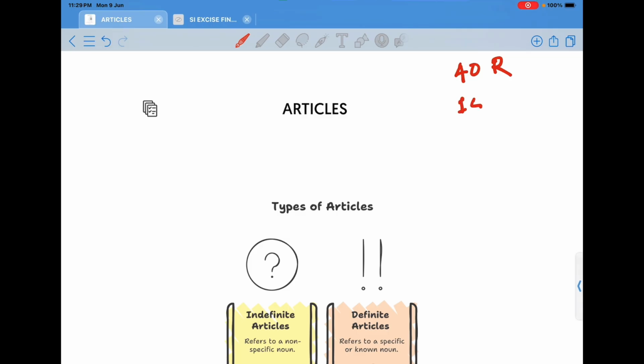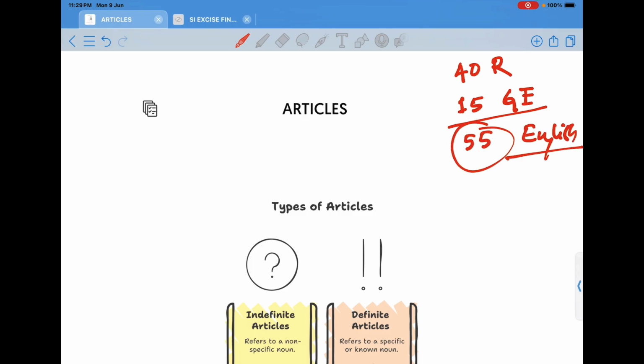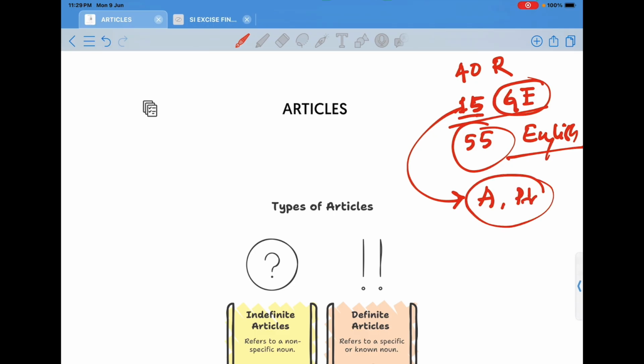The remaining 15 marks are of general English, so in total 55 marks for the English portion. Within this 15 marks we are going to cover articles and prepositions today. Now, within this we need to understand what different types of questions they have asked, or might ask, in the 2025 examination.